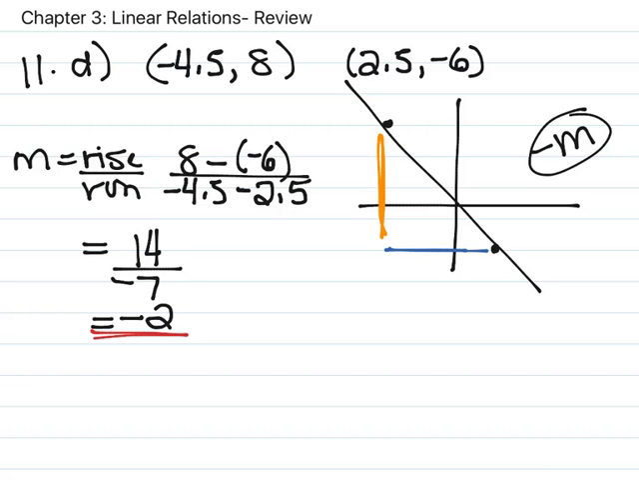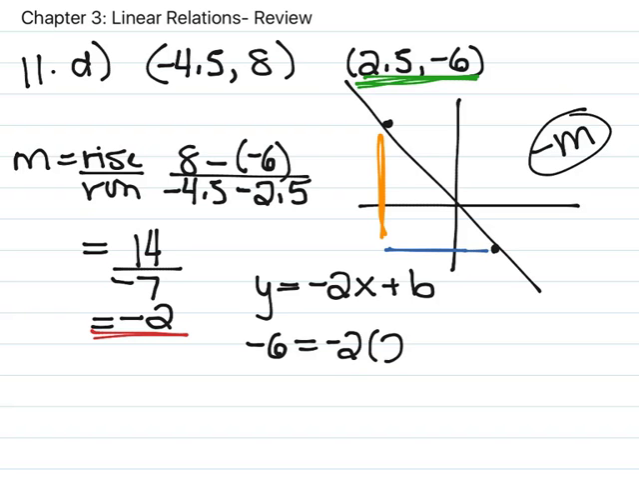And back to like we did in question 10, you have your equation of y is equal to negative 2x plus b. You could pick either point. They're both pretty close to the same. They both have a negative and a decimal, so I'm just going to choose this second one for no reason at all, just because I feel like it. So, plugging it in, we have y is negative 6 is equal to negative 2 times 2.5 plus b. So negative 6 is equal to minus 5 plus b.